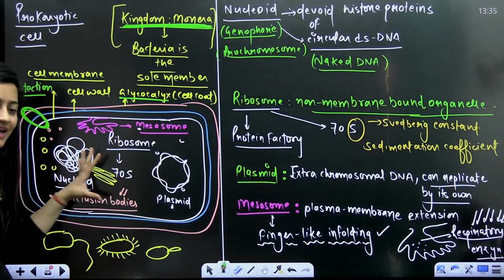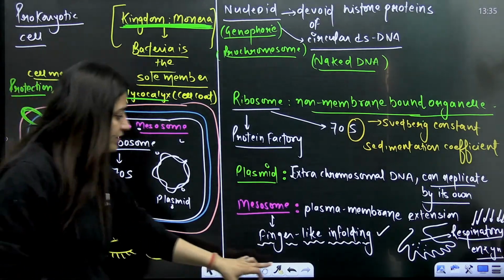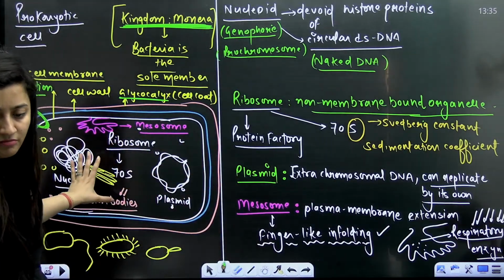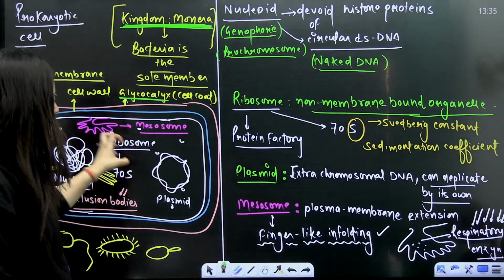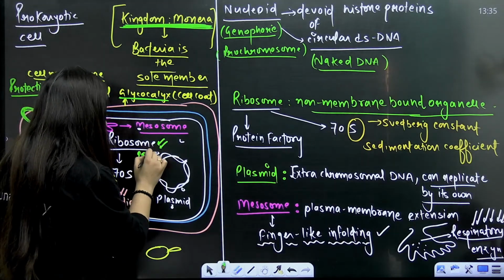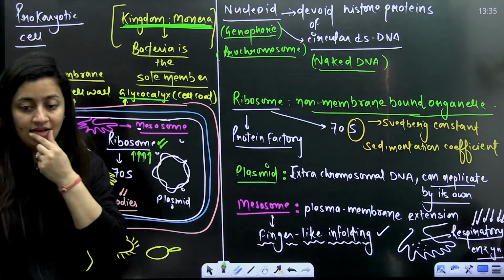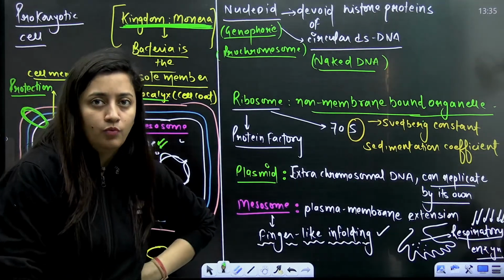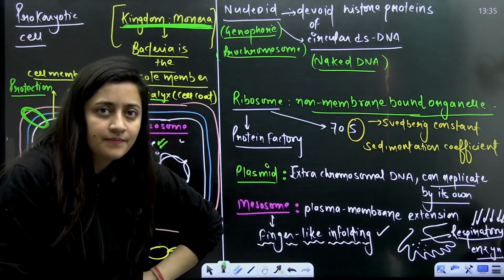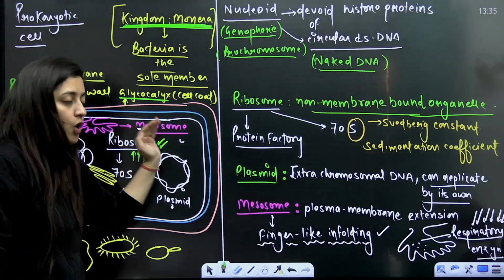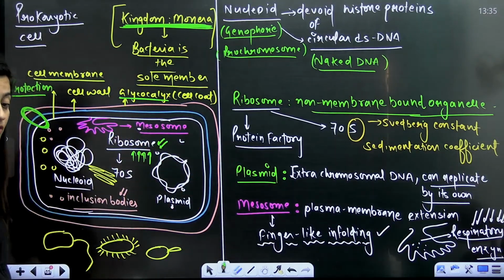Inside it, we don't have anything which is membrane bound. Within the prokaryotic cell, we don't have anything covered with a membrane. The only organelle that is present in the prokaryotic cell is the ribosome. So here also, that ribosome is non-membrane bound.